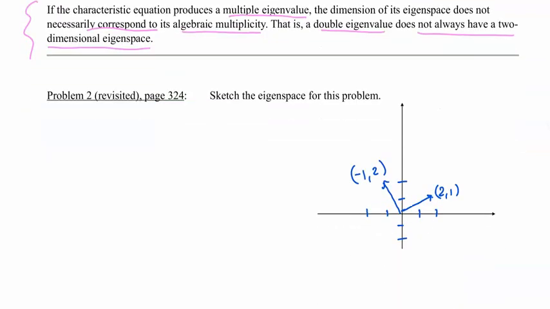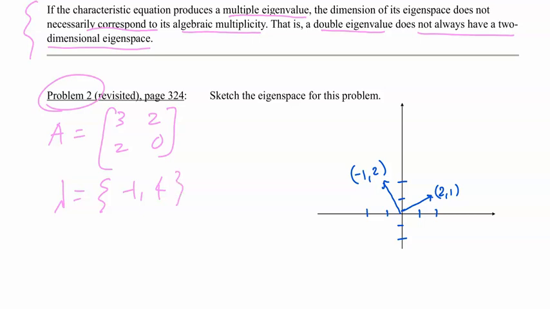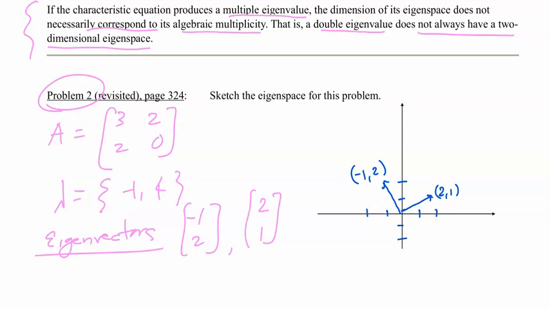Just like this example, we have already done this one. Let me just look at this one. Remember that this is from the last example. Your A was 3, 2, 2, 0. This is your A. And then we got the eigenvalues are -1 and 4. And then the eigenvectors were -1, 2, you can check it, and then 2, 1. I think 2, 1 is for 4.